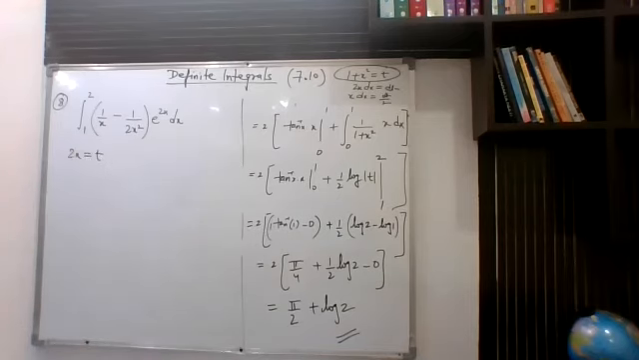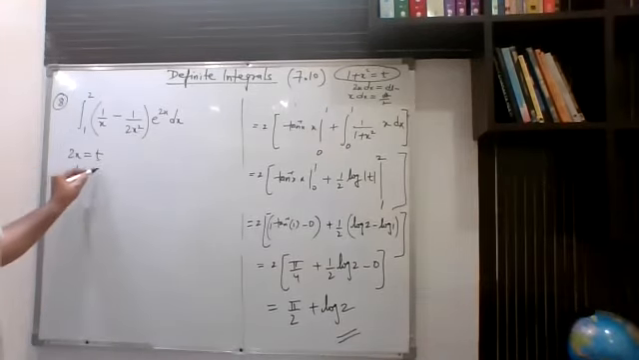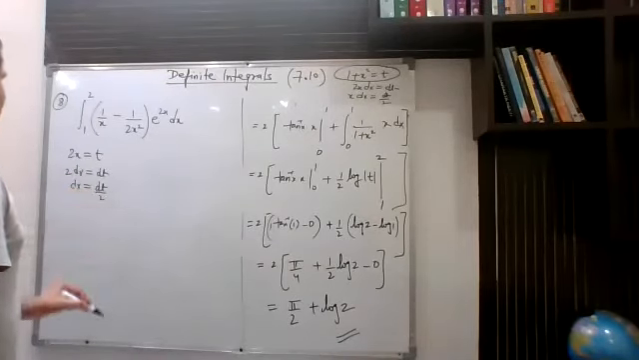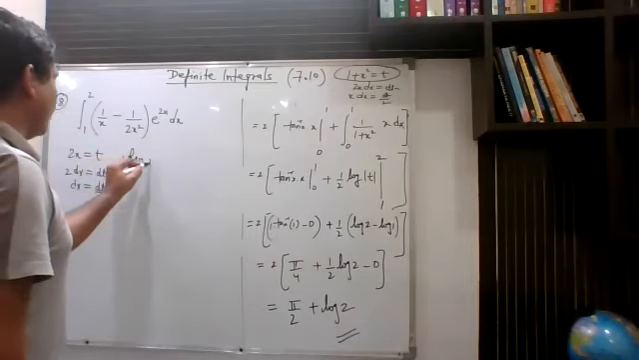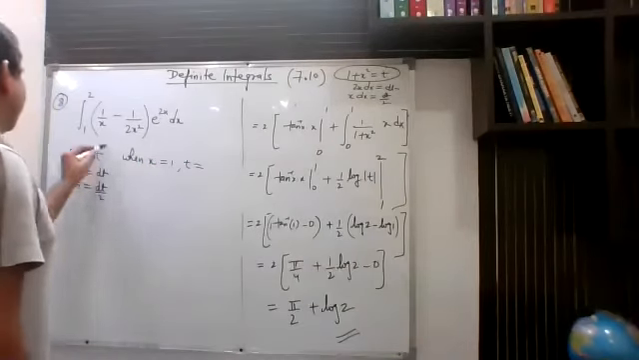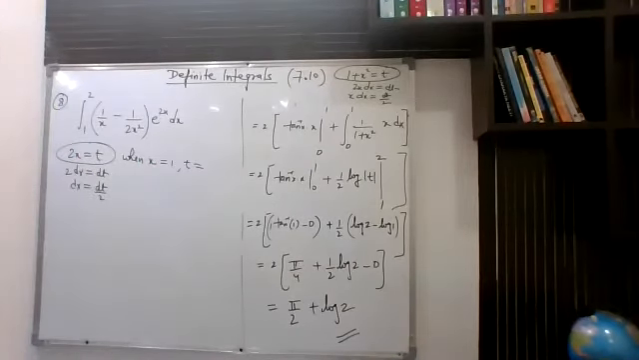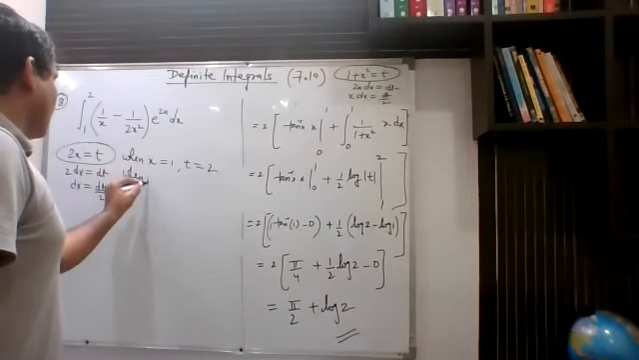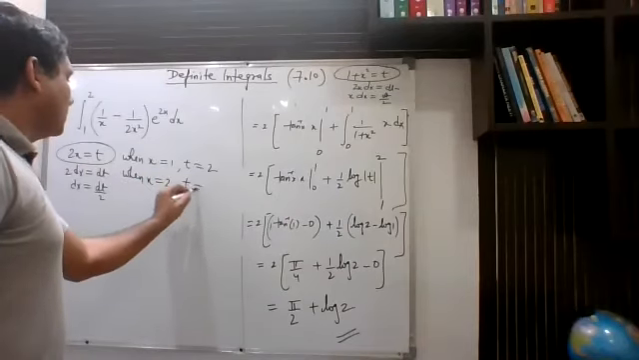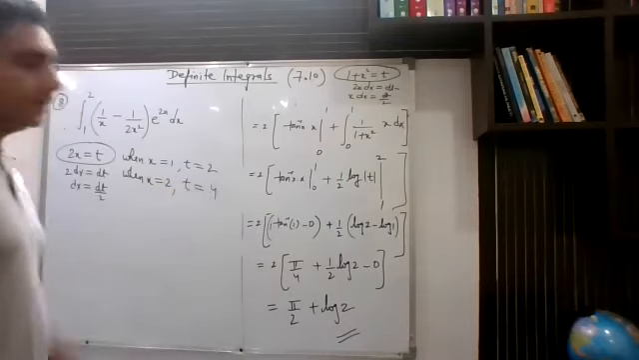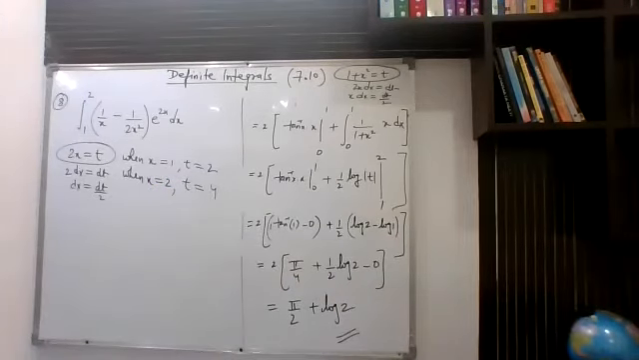Now if I take 2x as t, then let us see what will happen. You will just take the derivative of it, so dx will be dt by 2. Now let us change the limits also. When your x is 1, correspondingly you will substitute, so your t will become 2. And when your x is 2, then again you can substitute over here, so you can see that your t will become 4.